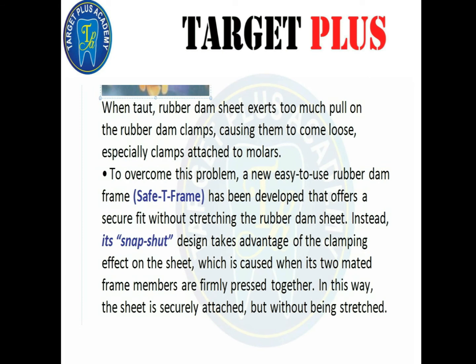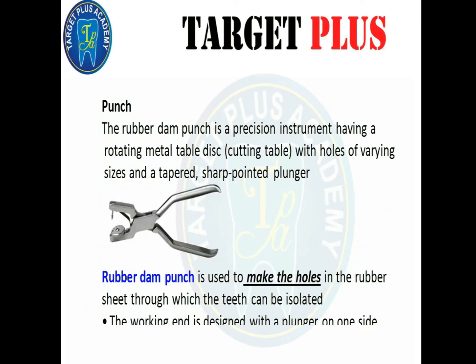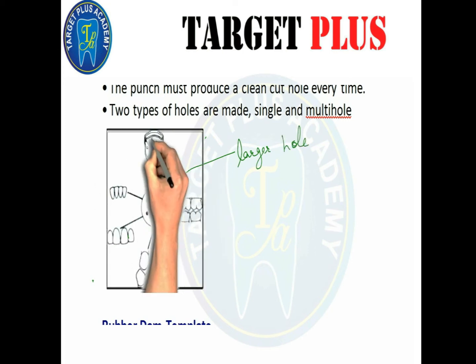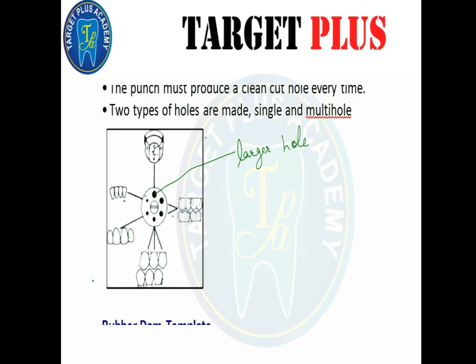Now punches. Now rubber dam punch is a precision instrument having a rotating metal table disc with a plunger. This is the sharp pointed plunger, and these are the various holes you can see. Now rubber dam punch is used to make holes in the rubber dam sheet through which teeth can be isolated. Now you can see these different holes. The bigger hole is for the molar tooth, whereas these smaller holes are for the anterior tooth.